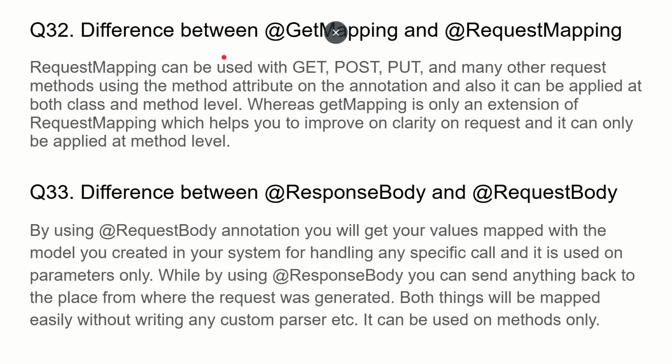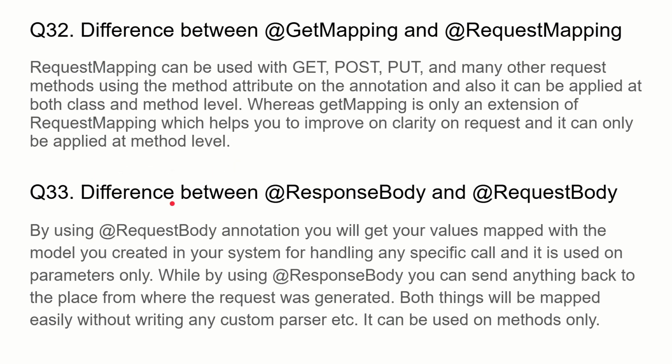This is again an important question: the difference between GetMapping and RequestMapping. RequestMapping can be used with GET, POST, PUT and other request methods using the method attribute on the annotation, and it can be applied at both class and method level. Whereas GetMapping is an extension of RequestMapping which helps improve clarity on the request, and it can only be applied at method level.